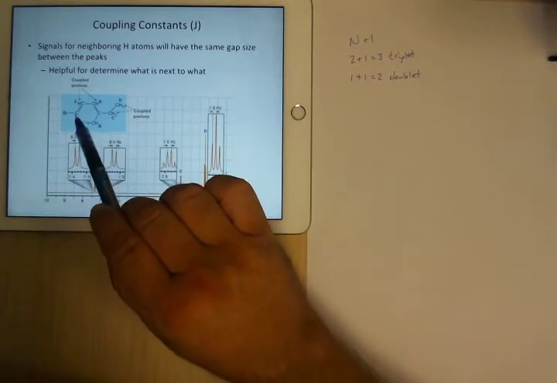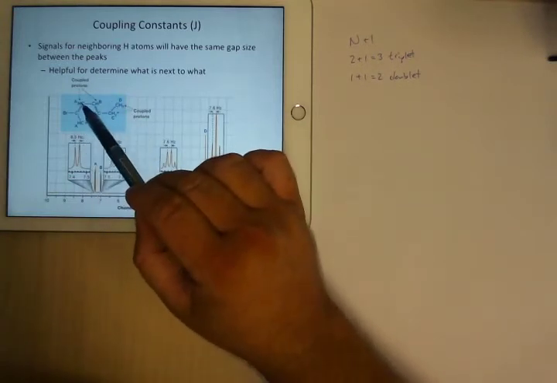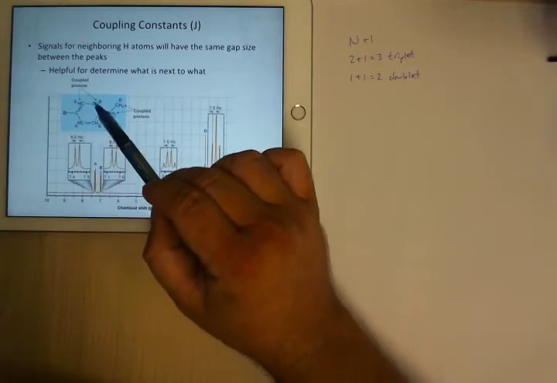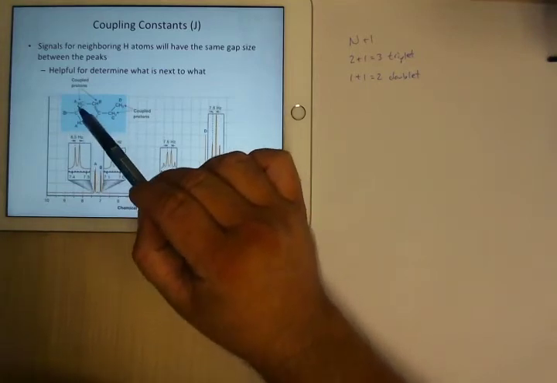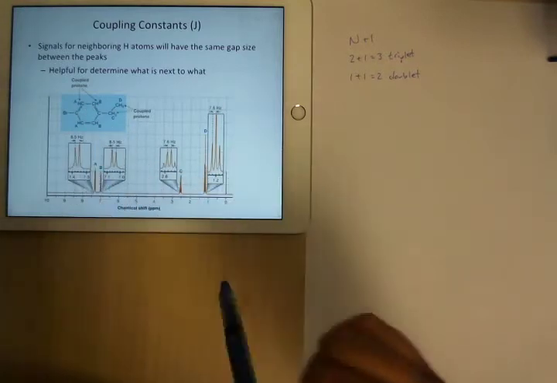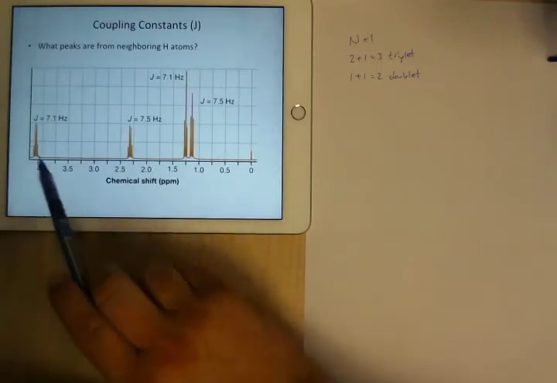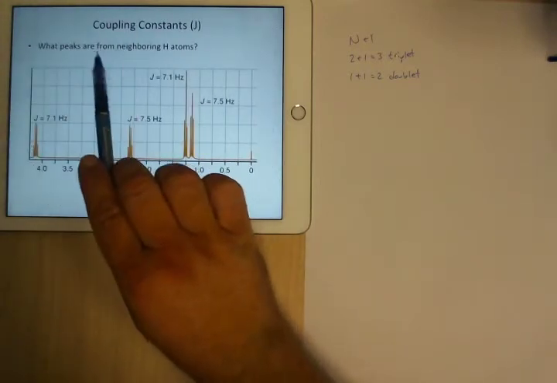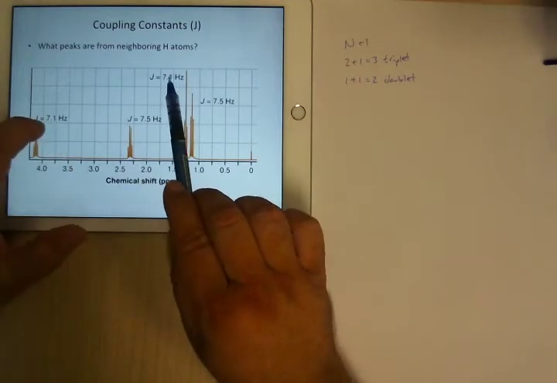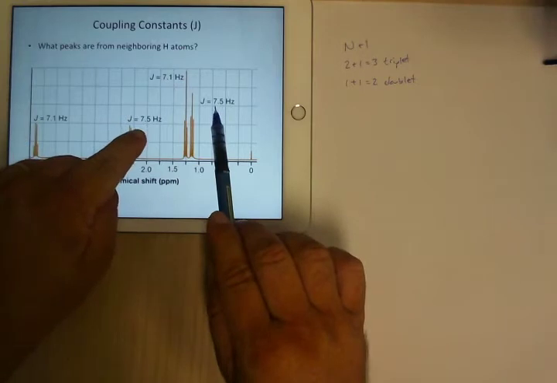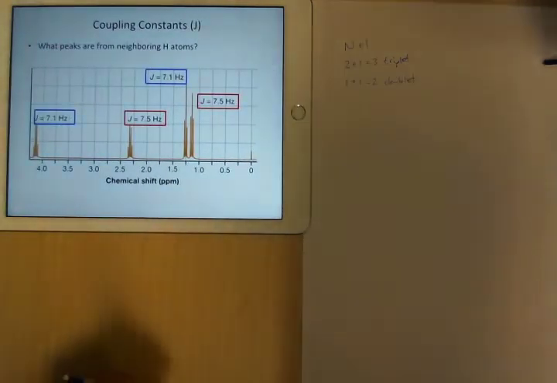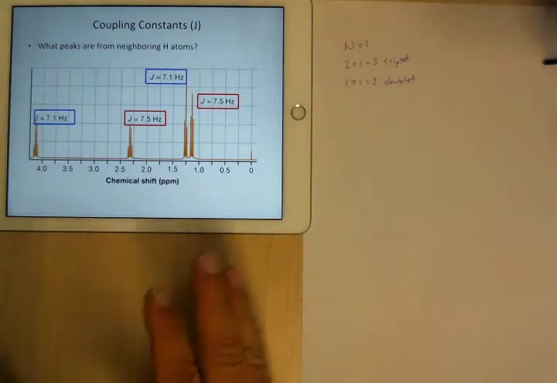Now you say, I thought you said they weren't equivalent. No, they are. They're not equivalent anymore because you've broken the symmetry, because there was a bromine here. So these two are equivalent, and these two are equivalent to each other. These two guys are splitting each other, so the A's and the B's are going to have the same coupling constant. If you're looking at which peaks are neighboring, the 7-1 and 7-1, these two must be splitting each other, and these two must be splitting each other. So you can start to get more information as to who is where by looking at that coupling constant.